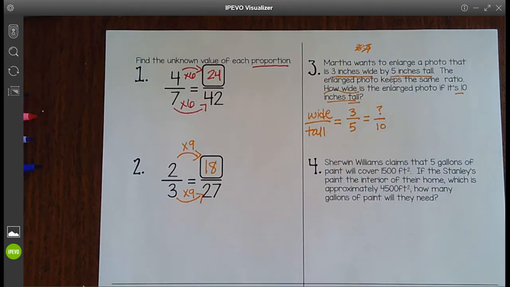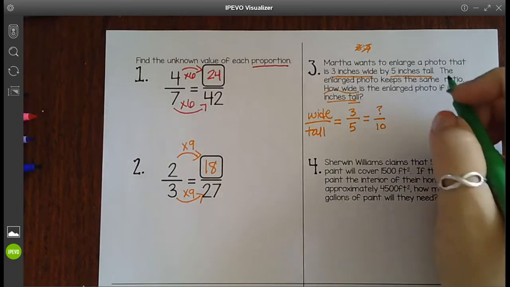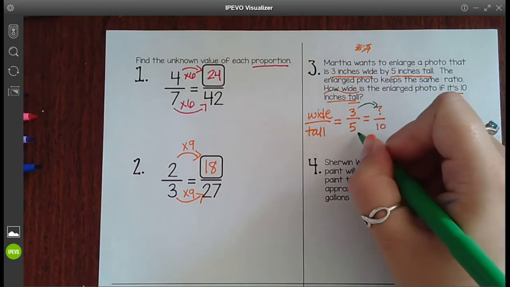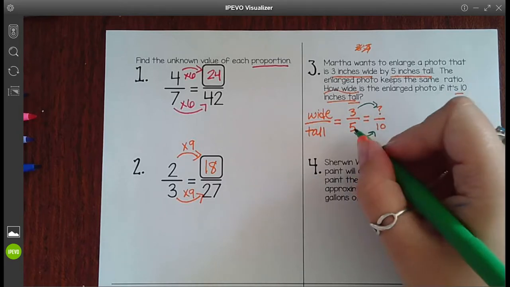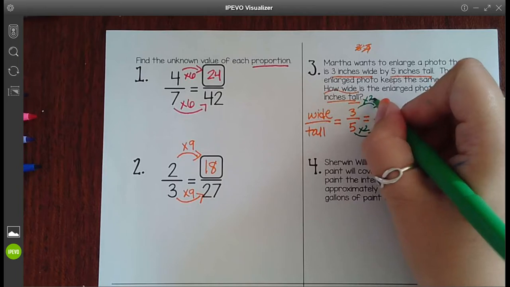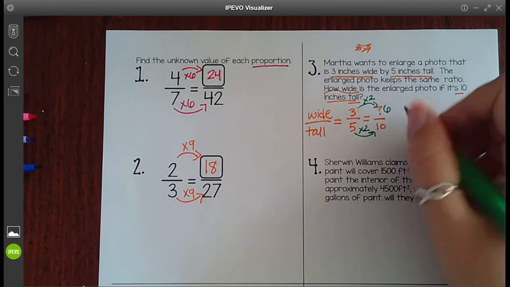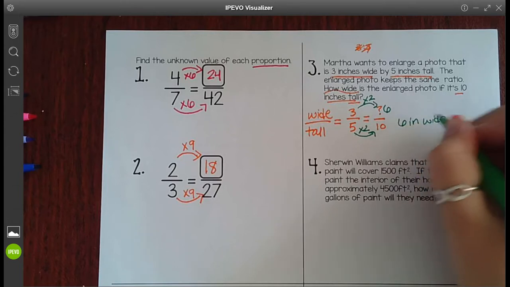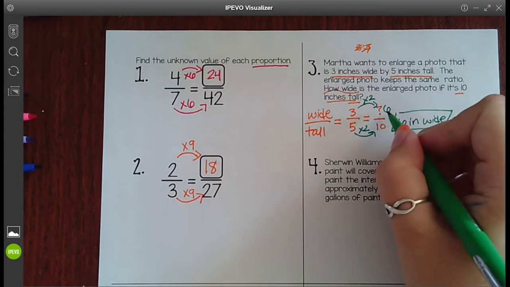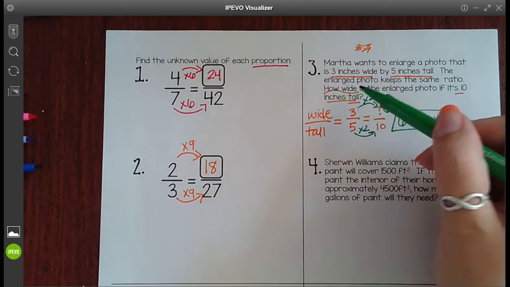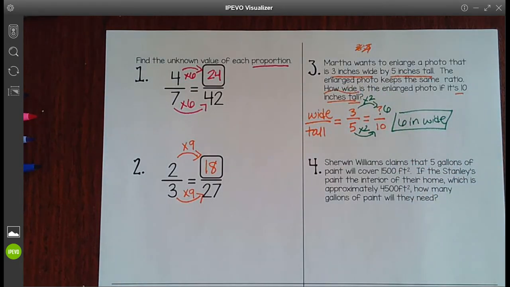All right, now I just solve it like I did before. So I always want to go in the direction towards my unknown. 5 times what is 10? 2. So 3 times 2 is 6, which means it is 6 inches wide. And in case you forget, remember that the 6 is in the wide column, and double check. It's asking me how wide is it. Perfect. I answered the question.